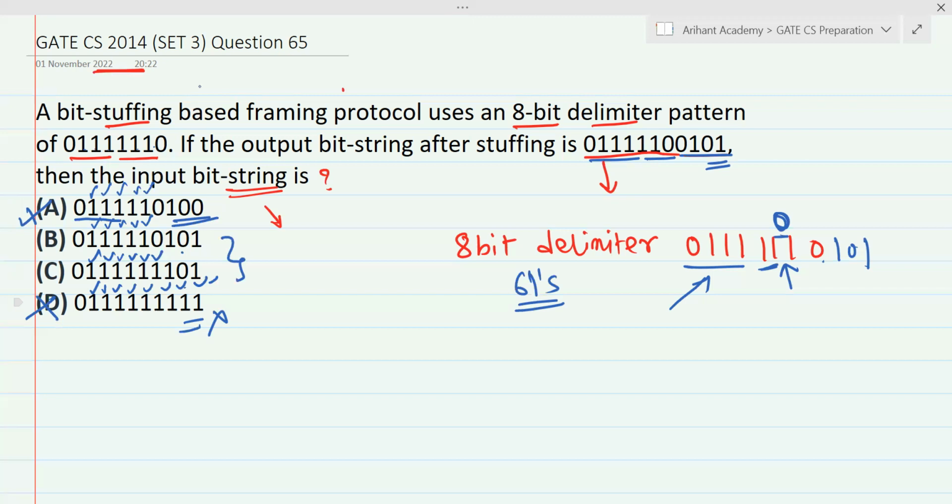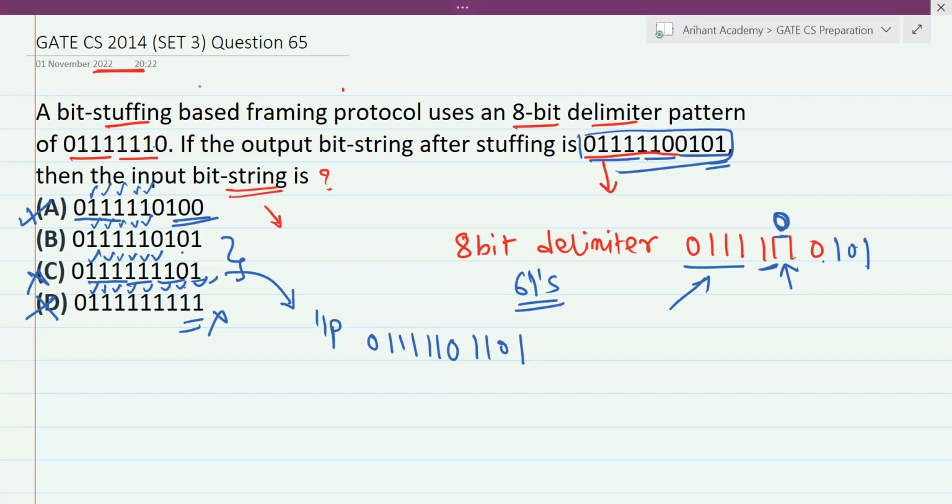Now the remaining options are option B and option C. And out of option B and option C, you can take option C first. But here you can observe that if option C is our input string, then the output would be like 0 1 1 1 1, first 3 ones, and then 2 more ones. Thereafter we need to put 0 because here 6 continuous ones are there. So after 5 ones, we need to put our stuffed bit, that is 0. After that, what we are having is 1 1 0 1. Obviously it is not our output string which is given to us, so option C is also discarded.